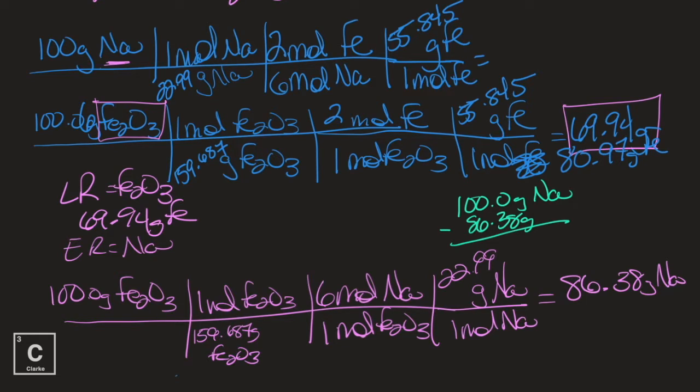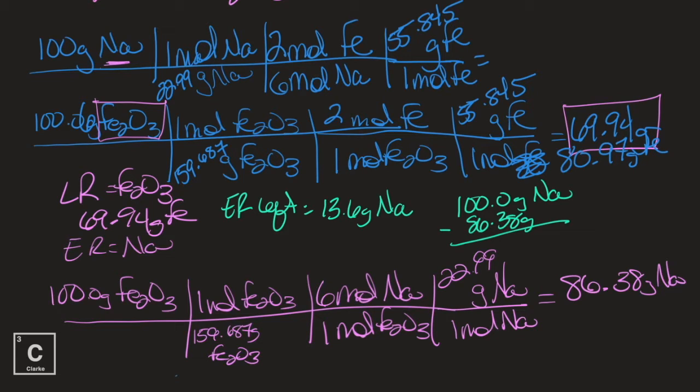Ooh, you know what? We are subtracting here. Let's think about sig fig rules. This number has 1 decimal place. This number has 2 decimal places. Remember, when you're adding and subtracting, you always use the least amount of decimal places. So in my answer, I'm only going to put 1 decimal place. So how much excess reactant is left? I'm getting 13.6 grams of sodium.